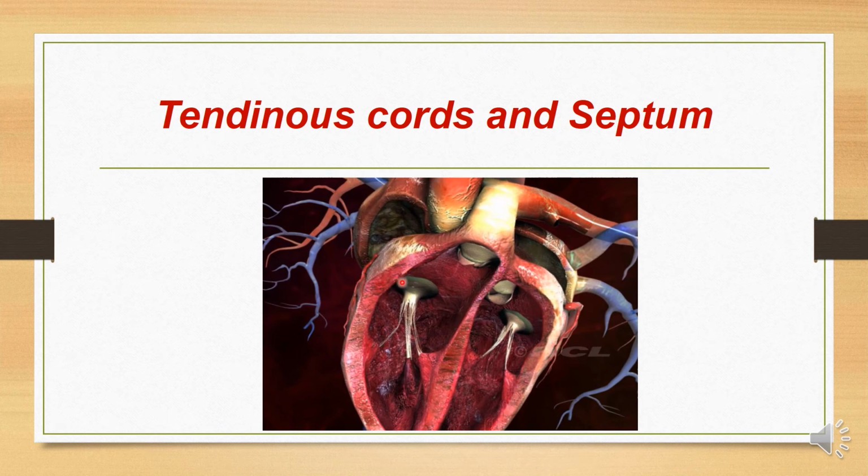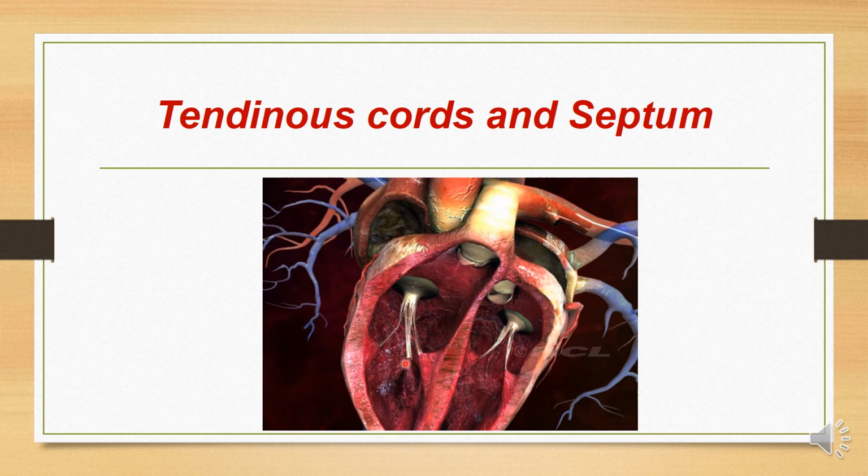So inside the ventricles, there are string-like structures. These string-like structures, as you can see here, are known as tendinous cords. These tendinous cords connect these valves to the walls of the ventricle. And these tendinous cords prevent the valves from turning inside out, which would allow blood to flow up into the atria. A wall of muscle called the septum separates the ventricles from each other.